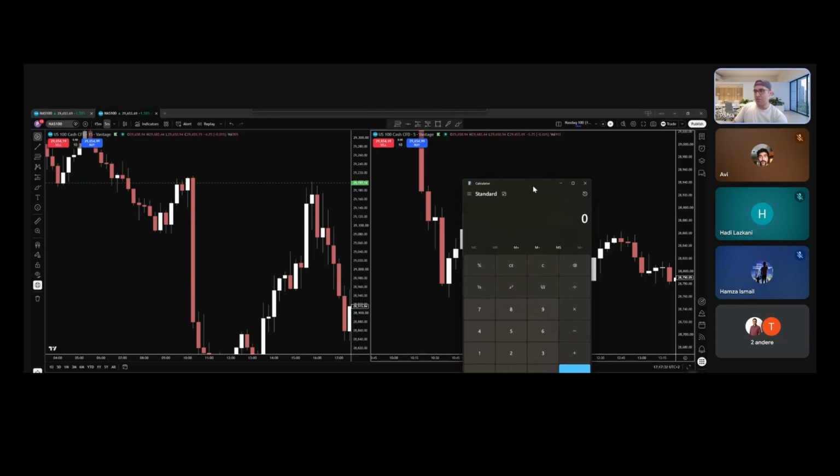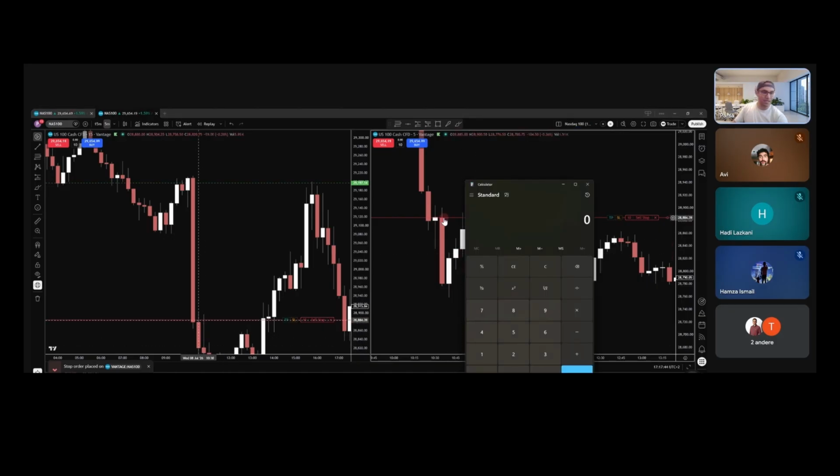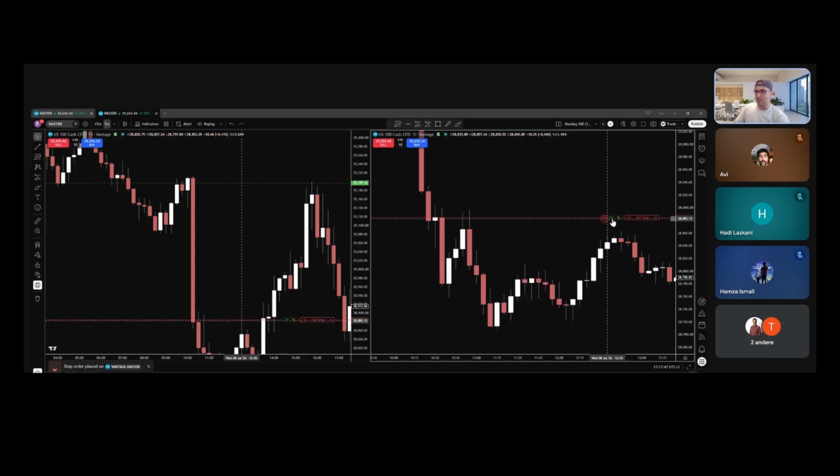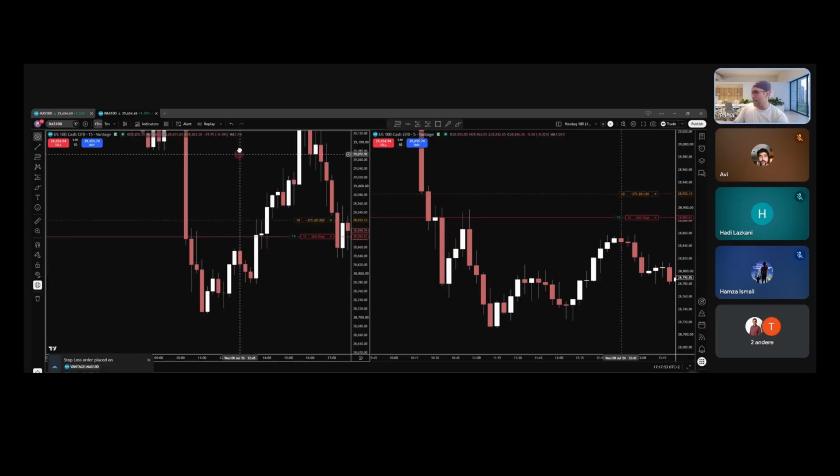After seeing that one, I anticipated it would go nearby here, so I put a limit order here. Again, I would have loved for the next candle to close nearby here, not something like that, but I was anticipating something like that would happen. I put my order there, I think somewhere here, and I set my stop.